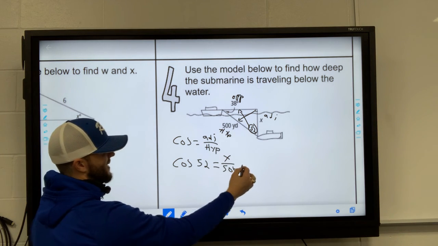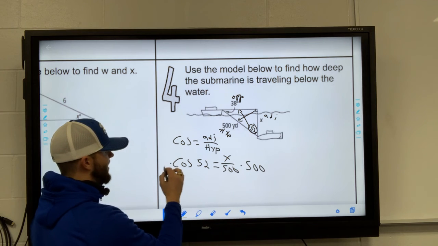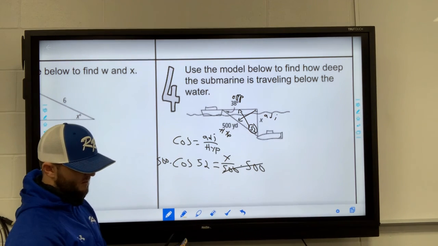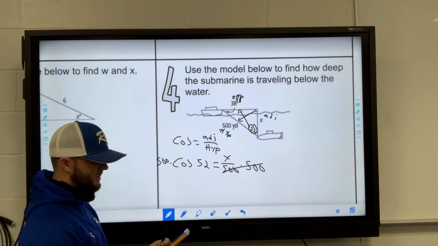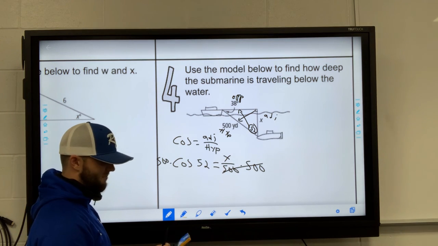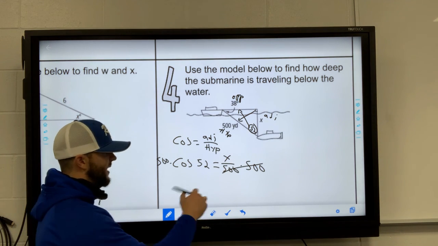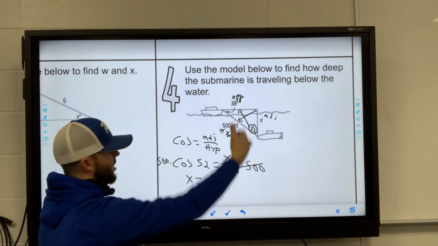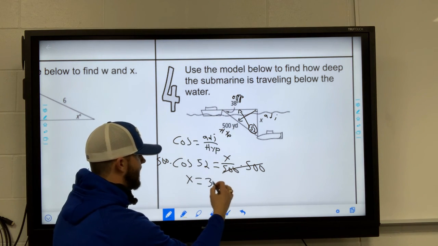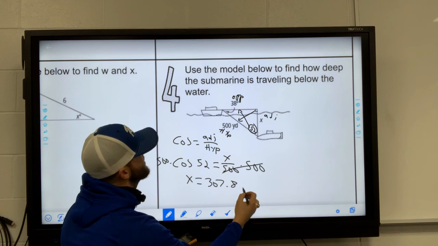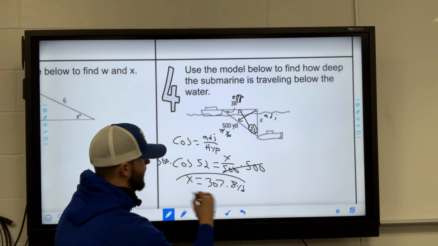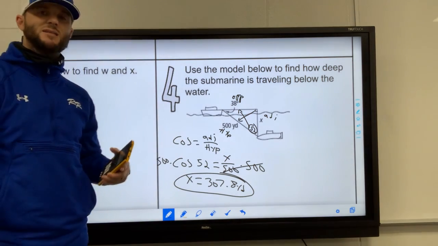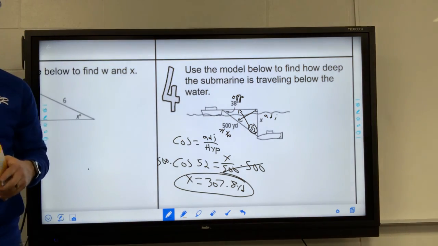So now if I want to get x by itself, I'm going to multiply by 500 on both sides. So that's going to cancel. So in my calculator, I'm going to do the cosine of 52, and I'm going to multiply that by 500. And so when I click enter, the distance that the submarine is below the water is going to be about 307.8, and that's going to be yards underwater. So ladies and gentlemen, this is how you use cosine to find a missing side of a triangle. Okay, let me know if you need any help.